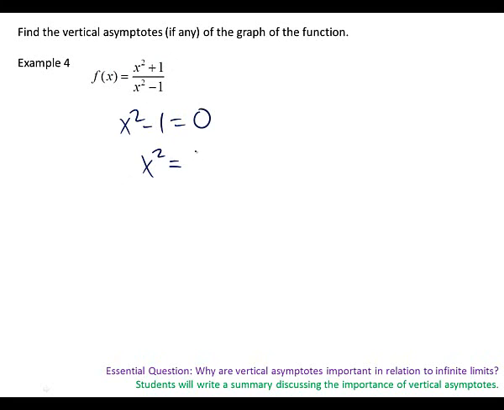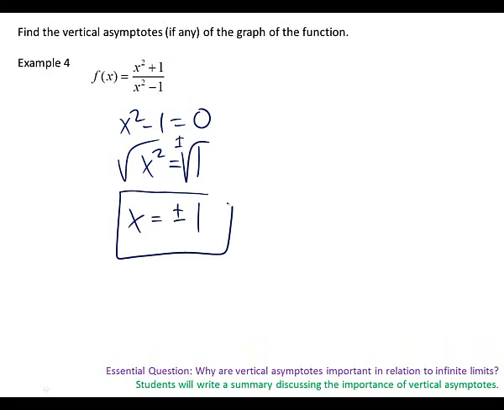All right, so x squared ends up equaling what? 1. And then how do I undo the square? And what do we put in front? Plus or minus. You guys are trained really well. All right, the square root of 1 is? 1. So x equals plus or minus 1.